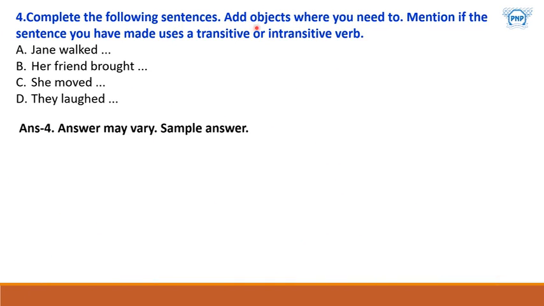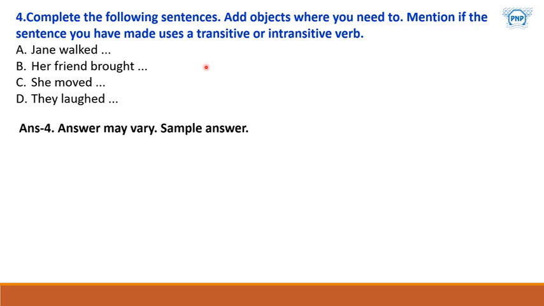Complete the following sentences. Add objects where you need to. Mention if the sentence you have made uses a transitive or intransitive verb. Okay, so we are supposed to complete these incomplete sentences. They have given us incomplete sentences which have got subject and verb. So we have to add an object, and at the same time once you get done with the sentence you are supposed to write whether the given or written sentence is transitive or intransitive verb.